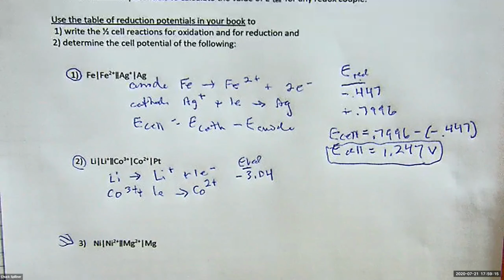I think you guys can finish. So finish number 2 for me, do number 3, and then number 4. Everybody, there's no single right answer for problem 4. The right answer is that you set up a galvanic cell that has a cell potential greater than 2.6. So that's it for this lecture.